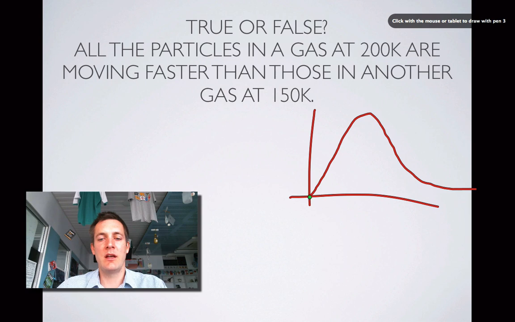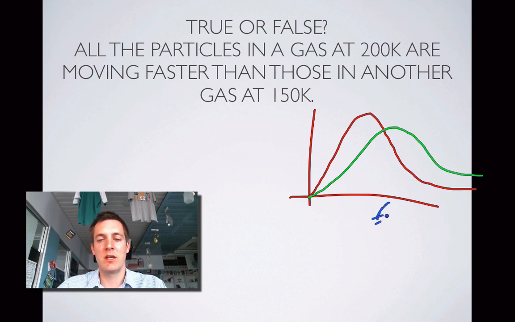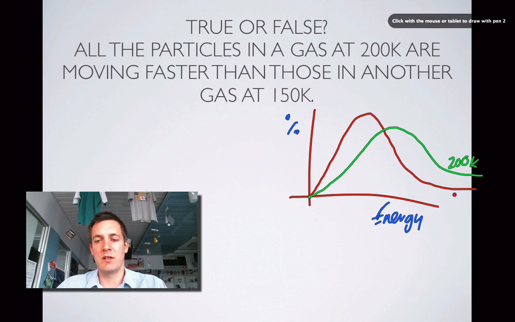And at 200 Kelvin, so again, no particles have no energy, but the most popular energy has gone up, and the high energies become more popular. So if energy is down here, kinetic energy more specifically, then the percentage of particles with those energies is up there. Now let's just label these. That's the 200 Kelvin, and that's the 150 Kelvin.